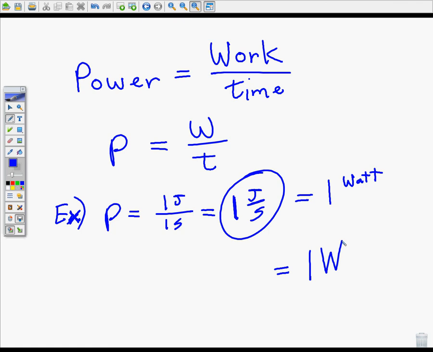You have to be a little bit careful because if the W follows the number, like right here, it stands for watt. But if the W is in the formula, what does it stand for there? Work. Work. You just gotta read it in context.